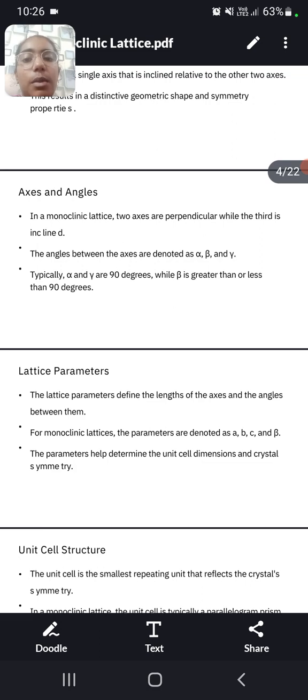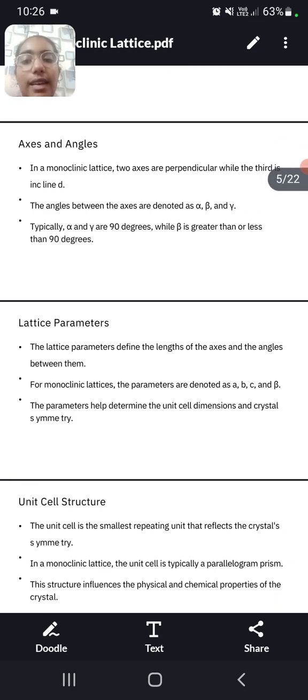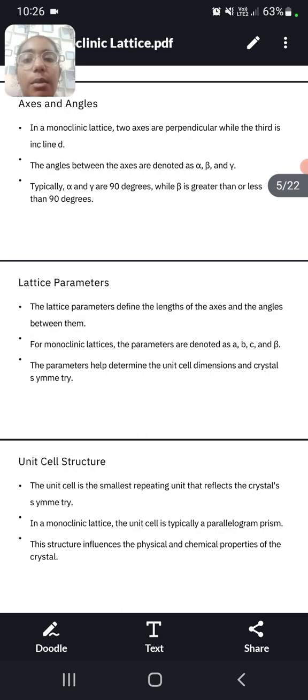Axes and angles. In a monoclinic lattice, two axes are perpendicular while the third is inclined. The angles between the axes are denoted by alpha, beta, and gamma. Typically, alpha and gamma are 90 degrees, while beta is greater than or less than 90 degrees.